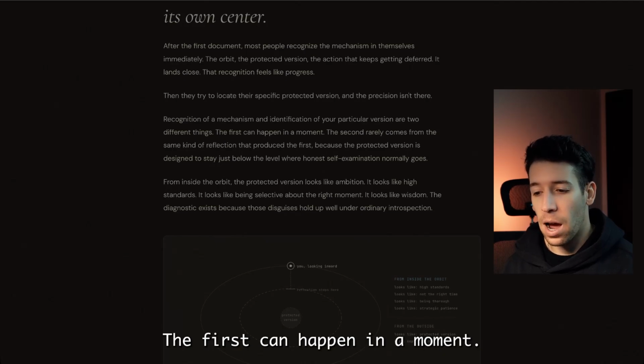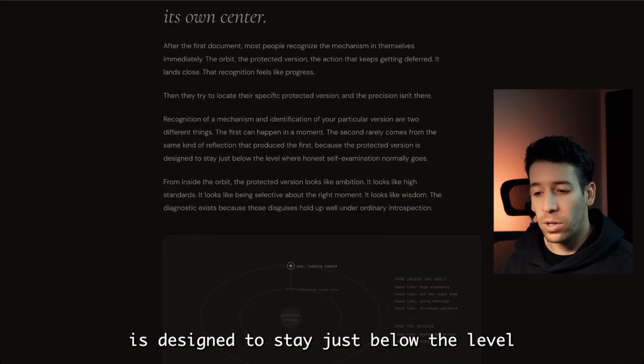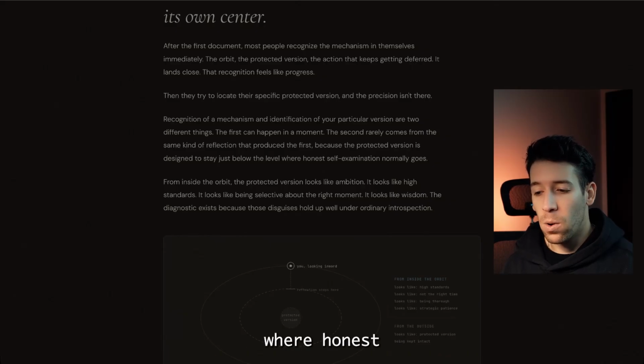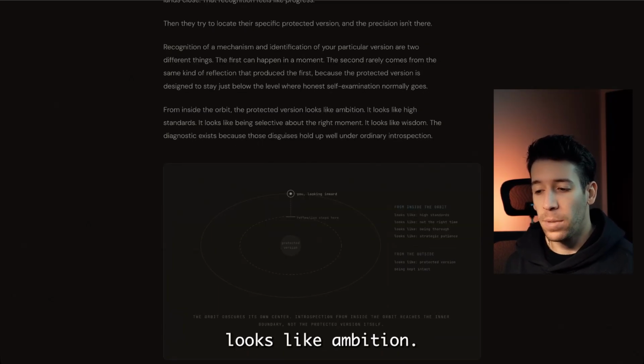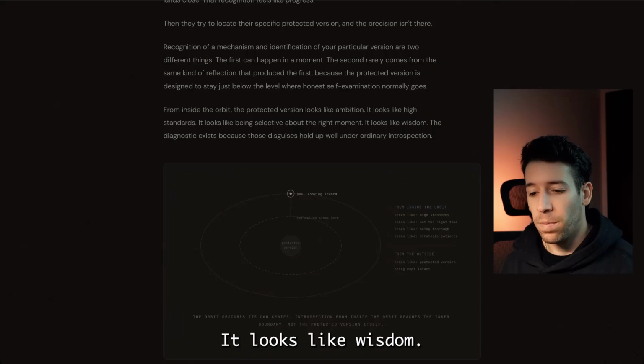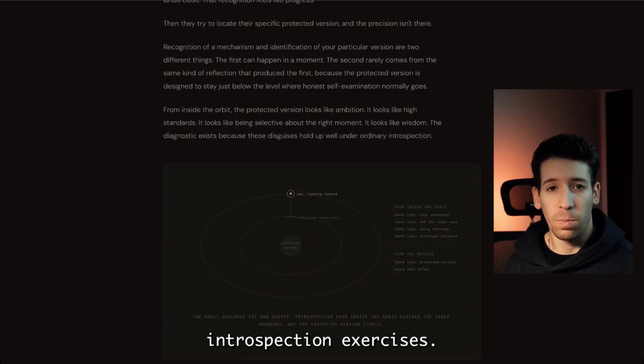The first can happen in a moment. The second rarely comes from the same kind of reflection that produced the first, because the protected version is designed to stay just below the level where honest self-examination normally goes. From inside the orbit, the protected version looks like ambition. It looks like high standards. It looks like being selective about the right moment. It looks like wisdom. The diagnostic exists because those disguises hold up well under ordinary introspection exercises.